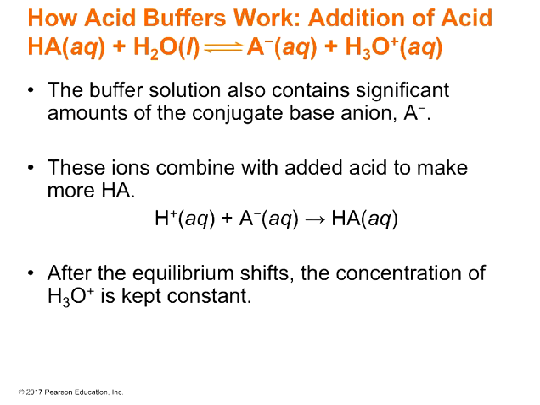Okay, now if we add acid to our buffer, the buffer solution also contains significant amounts of the conjugate base. So the conjugate base will interact with added acid to make more weak acid. So if we have our conjugate base, it will react with any added acid to produce that weak acid that we originally had in solution.